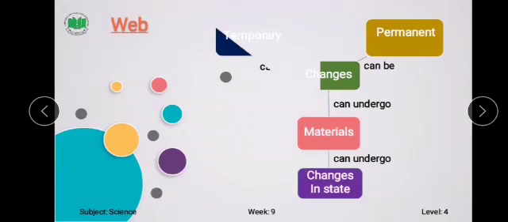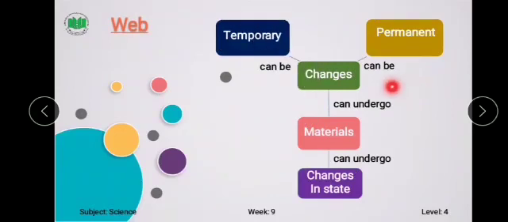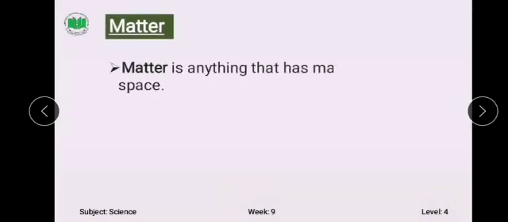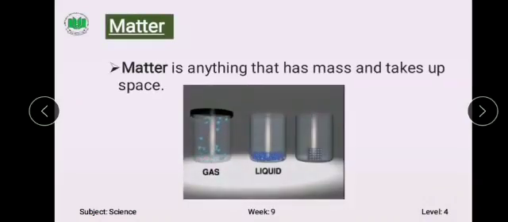Look here, students. Here is a web showing all the topics that we are going to learn in this chapter. We have already discussed that there are different types of materials around us, and materials can undergo changes in their state. The changes can be temporary or they can be permanent. What is matter? Matter is anything that has mass and that takes up or covers some space.